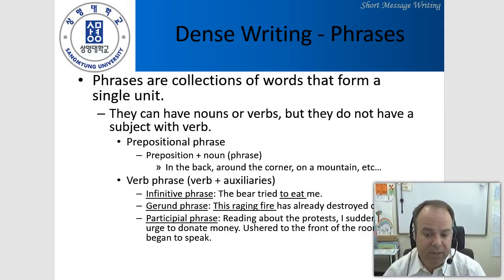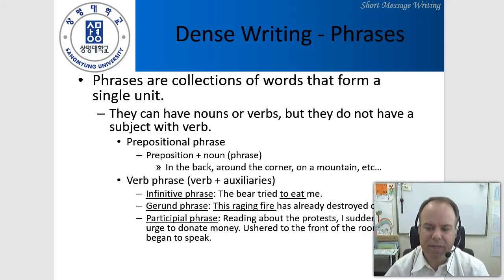You can have verb phrases. That's a verb plus auxiliaries. So the bear tried to eat me. That's a very simple one, the infinitive phrase. You have a gerund phrase. This raging fire has already destroyed our home. Right? You have the participial phrase. Reading about the protests, suddenly I had the urge to donate money. So reading about the protests. Ushered to the front of the room, the man began to speak. Ushered to the front of the room. I see those are not underlined, and I probably should have done that.